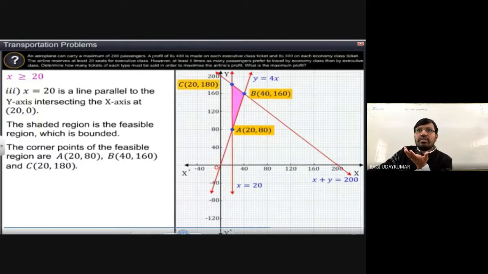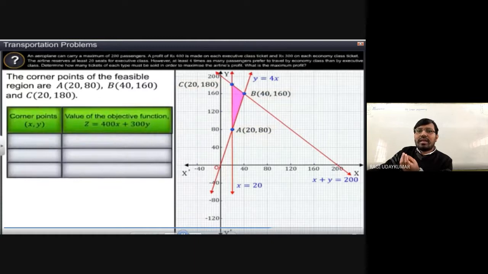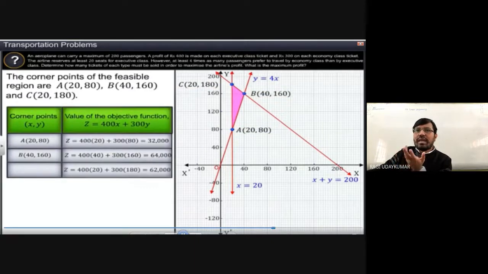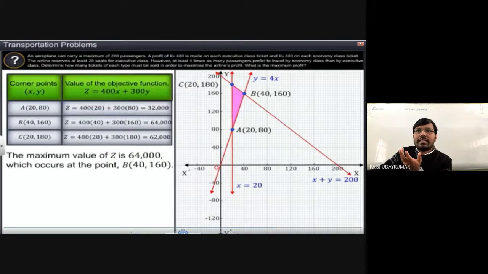Now we need to find out the maximum profit. So you have to substitute these points in the objective function. Where do we get a maximum profit? That you need to find out. So the maximum profit you are getting is 64,000 when they sold (40, 160). So the point (40, 160) is nothing but 40 tickets of executive class and 160 tickets of economy class. If they sold that, they are going to get the maximum profit while satisfying the conditions.